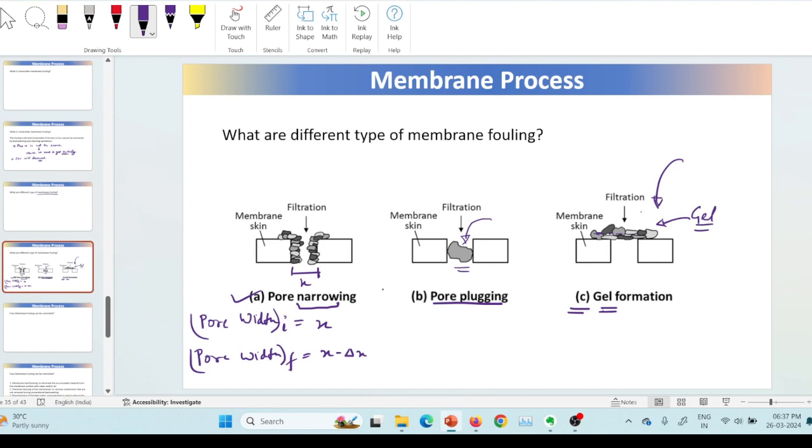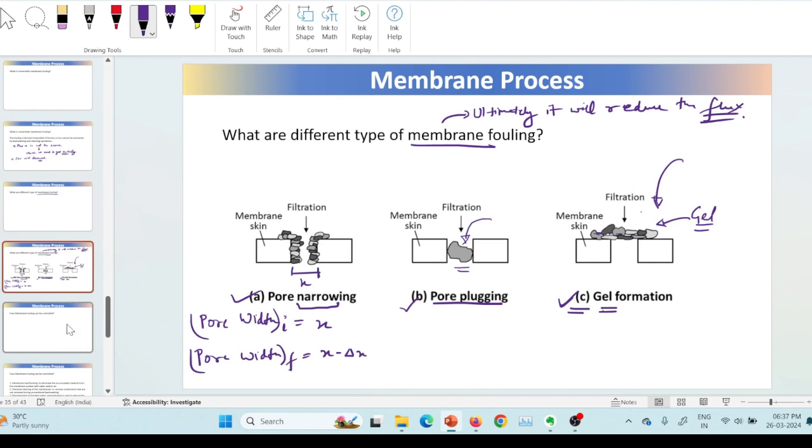So we have three types of membrane fouling. One is pore narrowing, where the pore is getting narrowed down, then pore plugging, and then gel formation. The gel or the cake will form over the pores, so ultimately there will be a reduction in the flux. Membrane fouling means ultimately it will reduce the flux. That's it. And what is flux here? You will study about that in the last two questions.